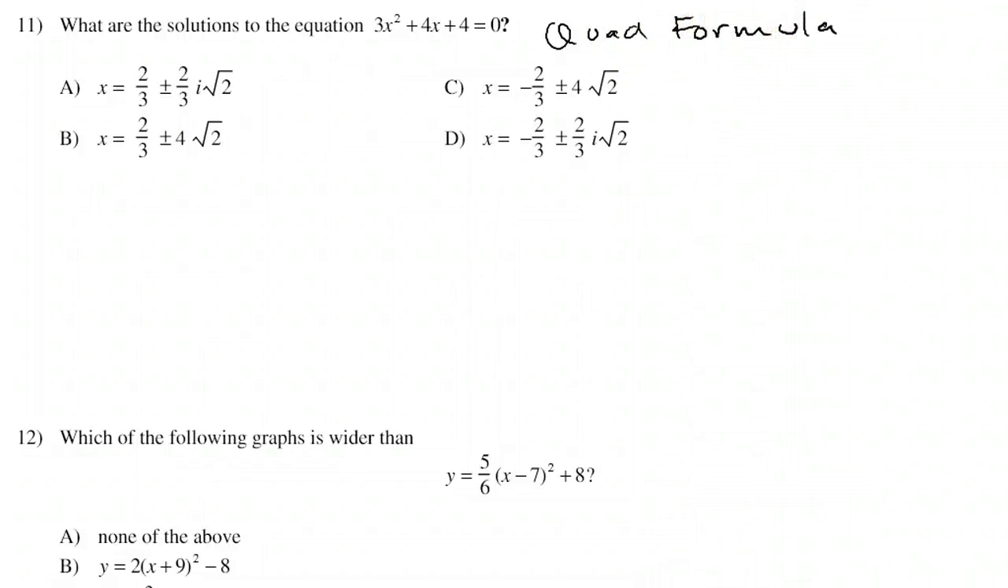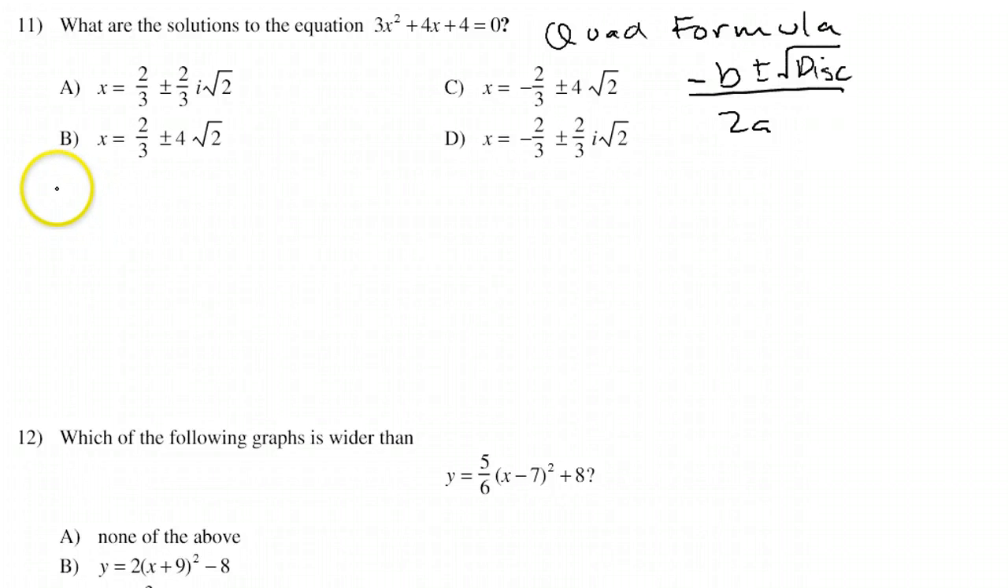So if you recall the actual quadratic formula, it's 2 parts put together. The opposite b over 2a, and then on top we have the plus or minus the discriminant. So I always like starting with the discriminant first, and then adding it into that equation afterwards. So let's start with the discriminant, which is b squared minus 4ac.